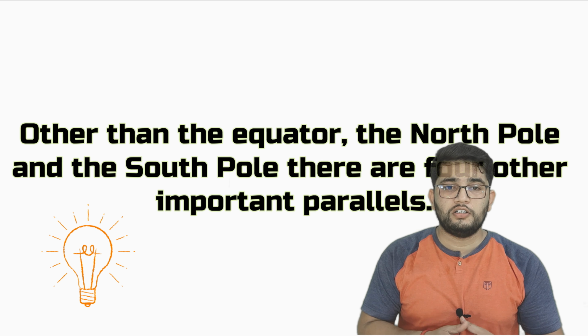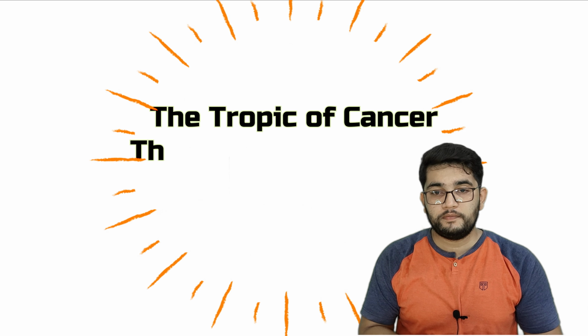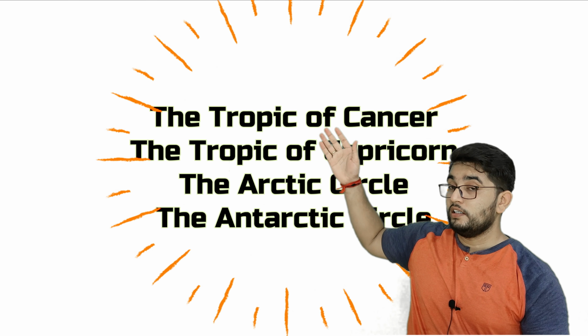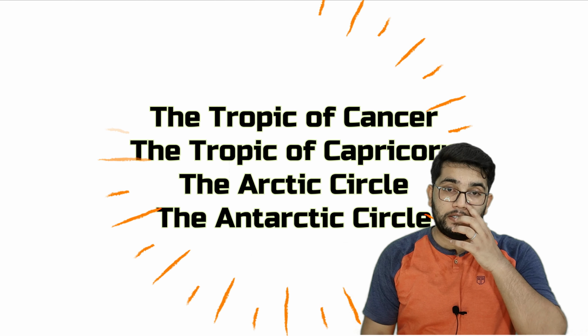Other than the equator, the North Pole and the South Pole, there are 4 other important parallels. Let's see which are they. They are the Tropic of Cancer, the Tropic of Capricorn, the Arctic Circle and the Antarctic Circle.